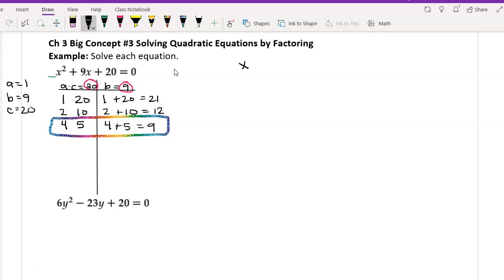And so I'm going to go back here and I'm going to write my original expression. X squared plus 9x plus 20. I'm now going to split up the 9x into the factors of AC that I chose. I bring down my x squared, but now I have plus 4x plus 5x plus 20.